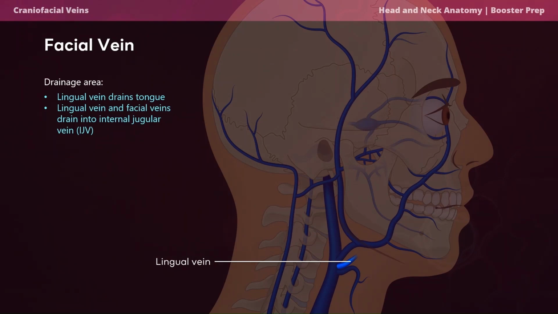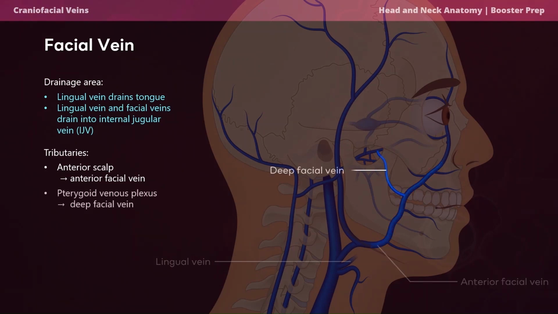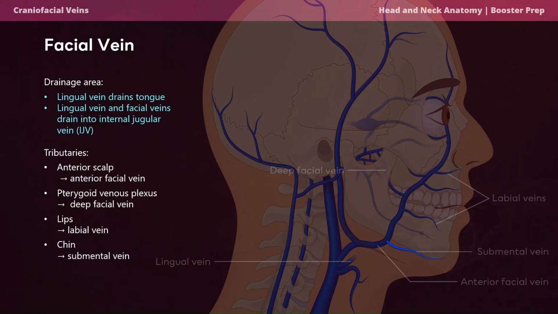Next, we have several smaller veins or tributaries that join the facial vein along its course. The anterior facial vein drains the forehead and the anterior part of the scalp. Then we have the deep facial vein, which drains from the pterygoid venous plexus. Then we have the labial vein from the lips, and then the submental vein from the area under the chin.